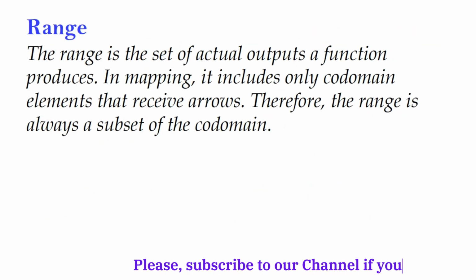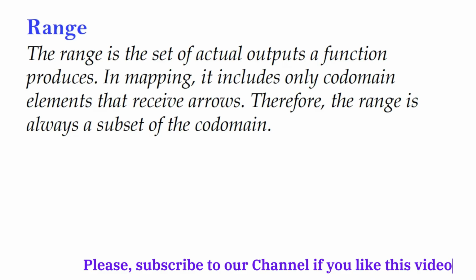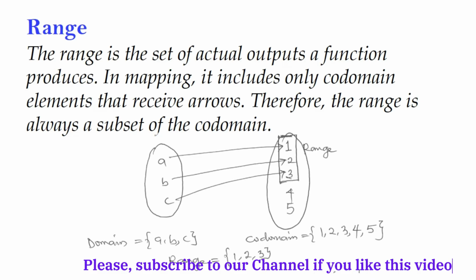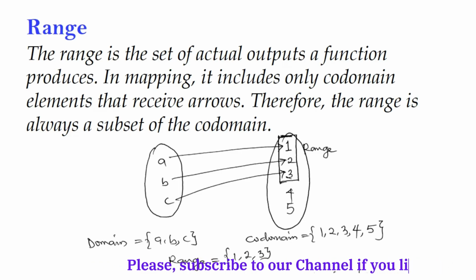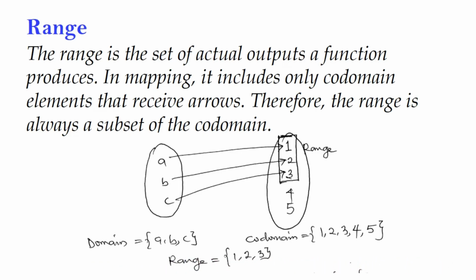The range of a function consists of all output values that are actually generated by the function from the inputs in its domain. In a mapping diagram, the range includes only those elements in the codomain that have arrows pointing to them. Since not all codomain elements must be used, the range is always a subset of the codomain.